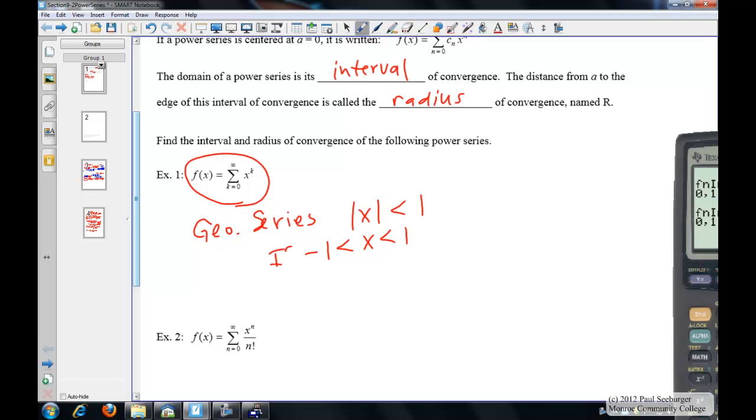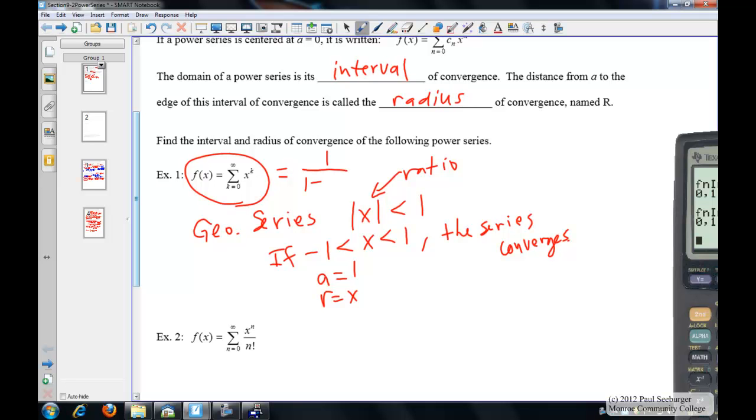So if the series converges, because it's a geometric series, this is the ratio. Now, what does this converge to? What's a equal to here? So here, r is equal to x. a equals what? 1. Okay, and r is equal to x. So what would this converge to? It's a over 1 minus r.